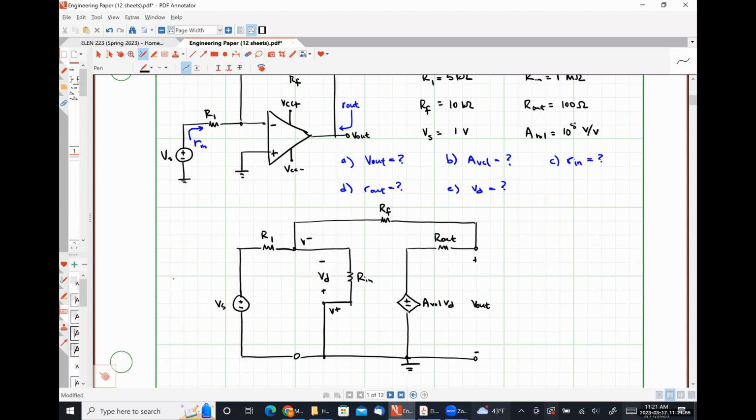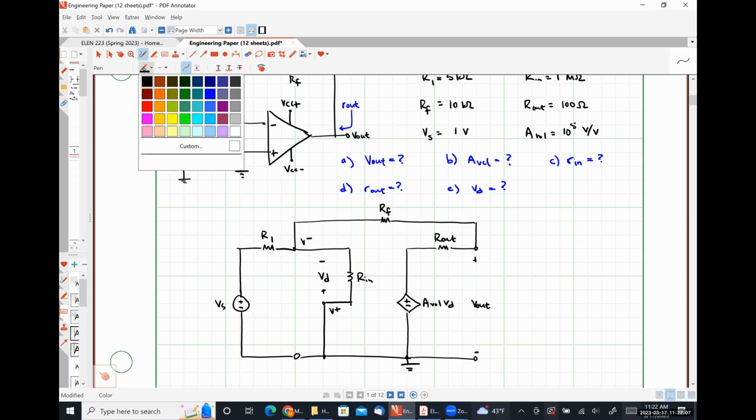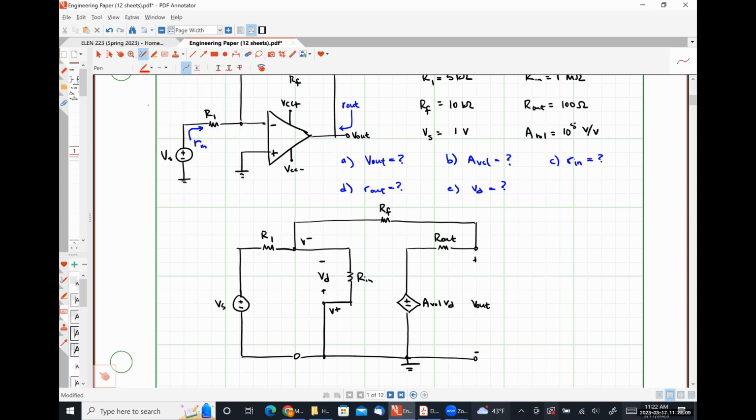And we are going to apply Kirchhoff's current law at the inverting input terminal and at the output terminal in order to solve for some quantities here. Okay. So for my KCL equation at my inverting input terminal, I'm going to be adding this current plus this current plus this current together.